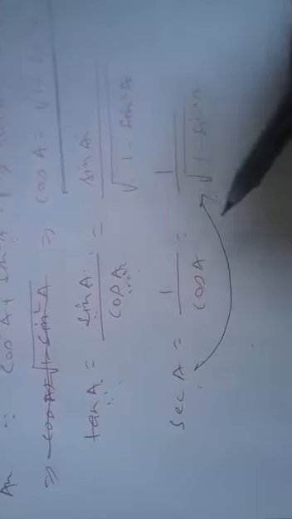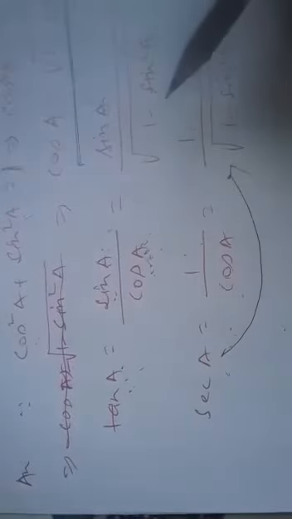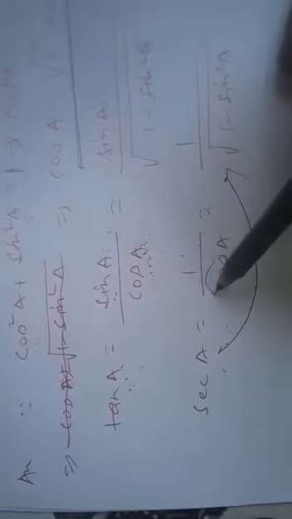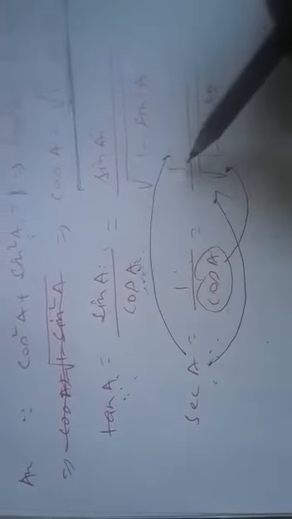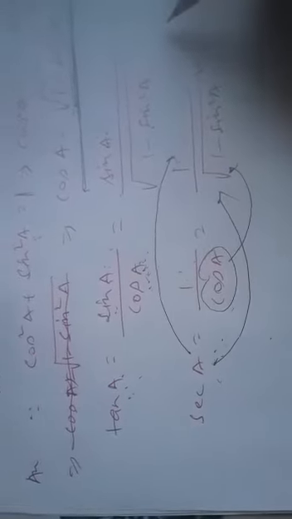Now here we have sec A. Sec A can be written as 1 by cos A. It is the inverse relation of sec and cos. But as we have just obtained the value of cos A, that it is equal to root 1 minus sin square A, we can write the value of cos A in the denominator, expressing sec A in terms of sin A. Therefore sec A can be written as 1 by under root 1 minus sin square A. Thus we have expressed cos A, tan A and sec A in terms of sin A.